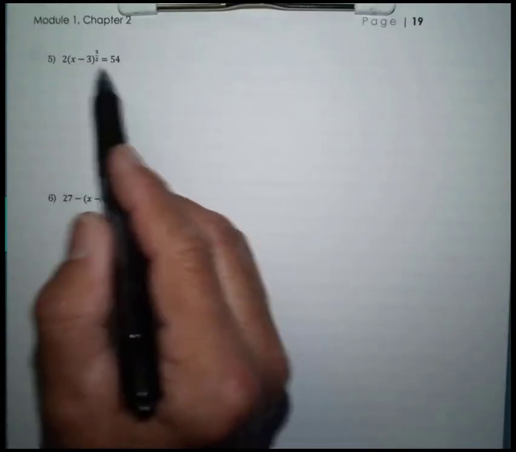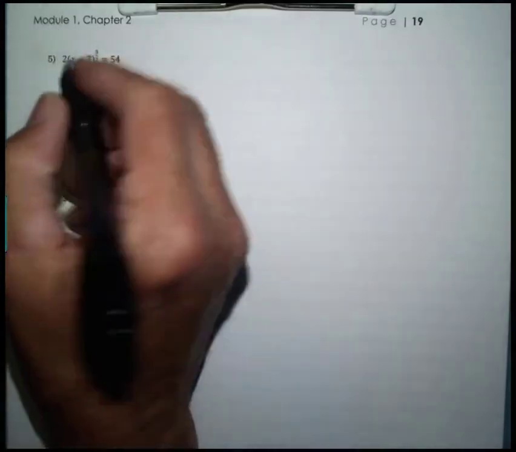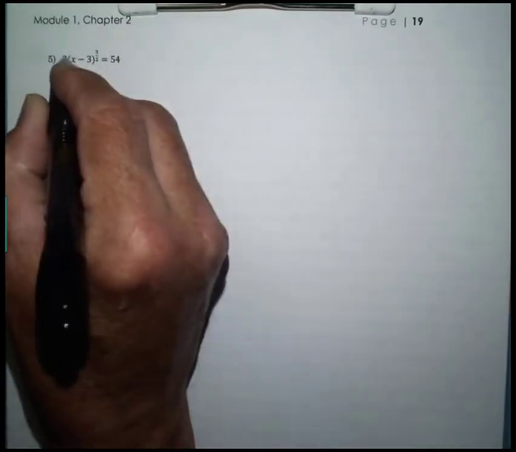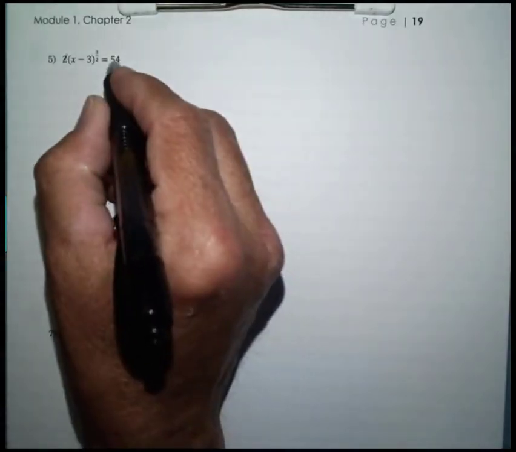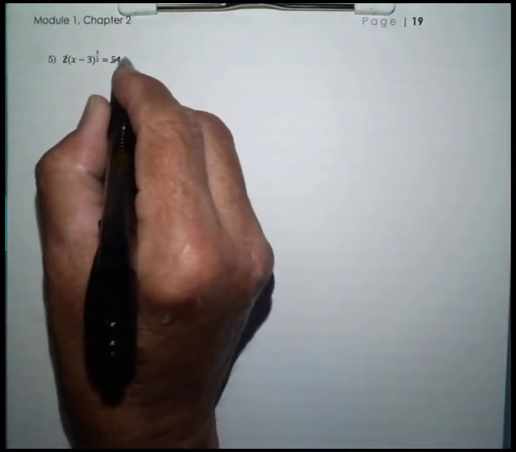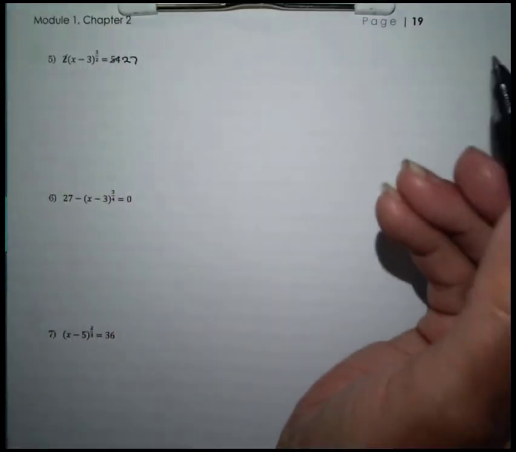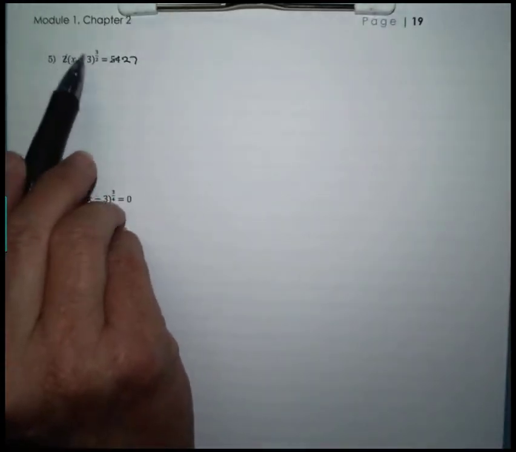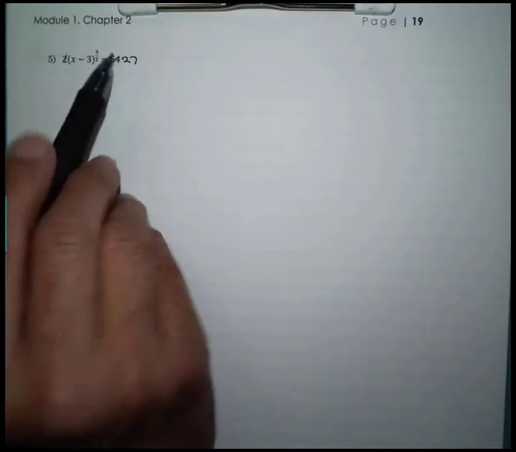But let's take care of this coefficient first. We'll divide both sides of this equation by the coefficient of 2. When I do that, 2 divided by 2 is, of course, 1. And 54 divided by 2 is 27. Now, I'm trying to save space. That's why I'm writing it all in one step like this. So now I have my binomial with a rational exponent equal to 27.